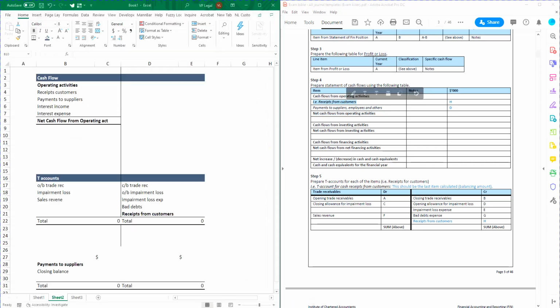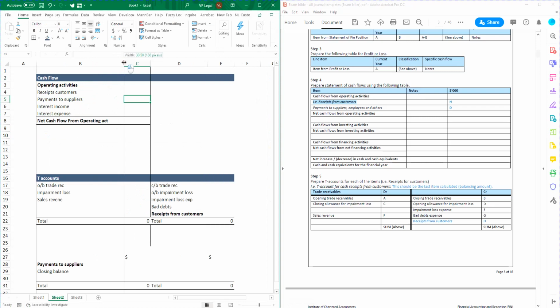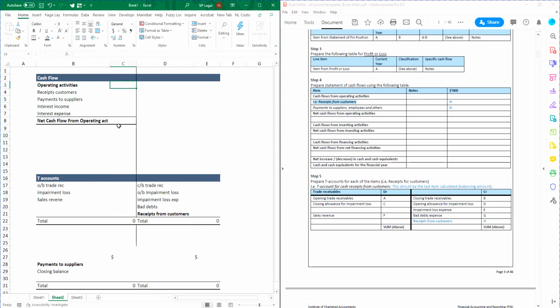So what I'm going to do is set up my cash flow statement here, so we know exactly what values we have to put in here, and this will be what our 6 marks will be based on, as long as you show the working as well. It's really important to show the working.